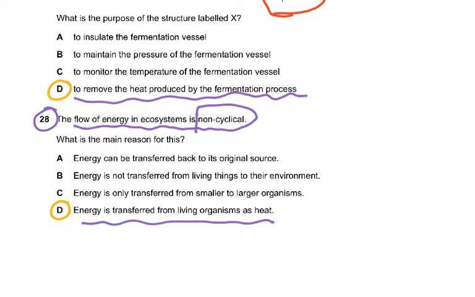So that is why energy is not cyclical in nature, like we say carbon cycle and nitrogen cycle and water cycle. But we can never say an energy cycle, because basically the energy which we receive on the earth is from the sun, and that energy can never go back to the sun. So please understand why "it is transferred from living organisms as heat" was the correct answer, and all these other answers were wrong. Why? Energy can be transferred back to its original source. No, it cannot be transferred back to the sun.